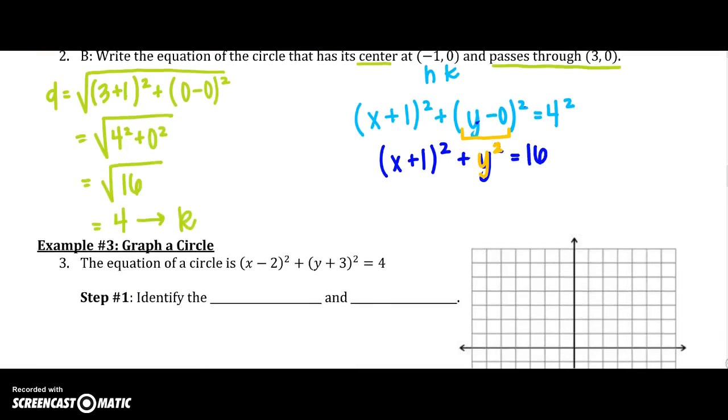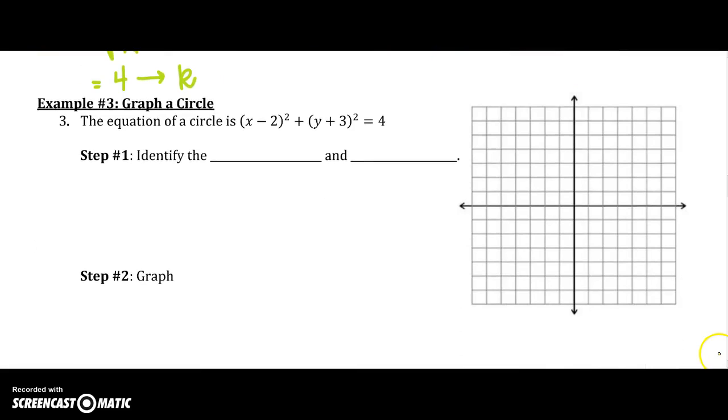Alright, what if we have to graph an equation? How do we do that? Well, our equation is x minus 2 squared plus y minus 3 squared equals 4. So we need to identify our center and our radius, because those are the 2 things we can get out of our equation.